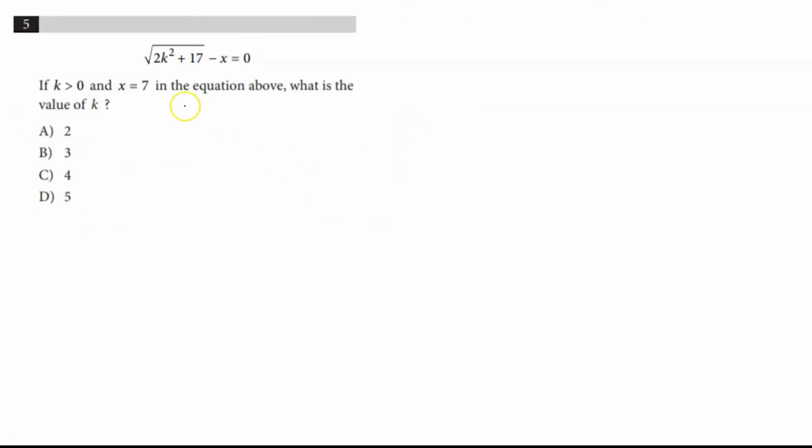Number 5, we're given an equation again. We're given an x value, and we're trying to solve for k if k is greater than 0. Thus, we can just plug in x into our equation. So we have that minus 7, which is x, equals 0. And we want to isolate k as best as possible, so we can add 7 to both sides.